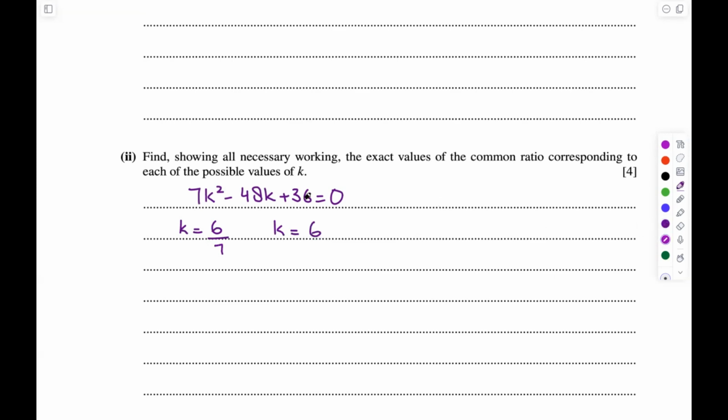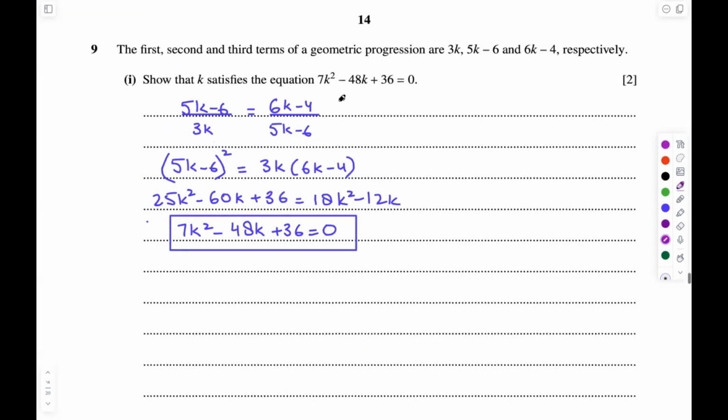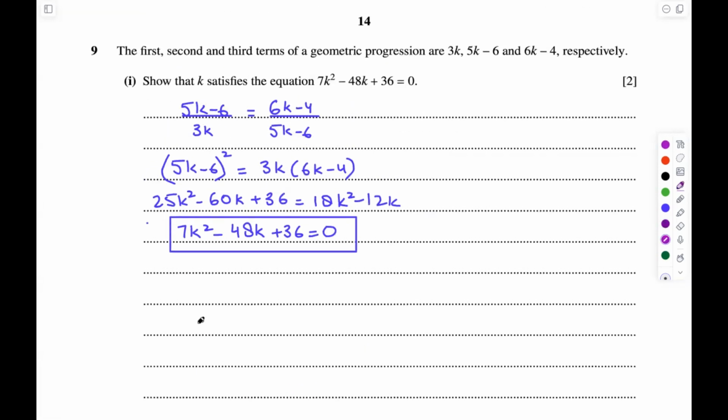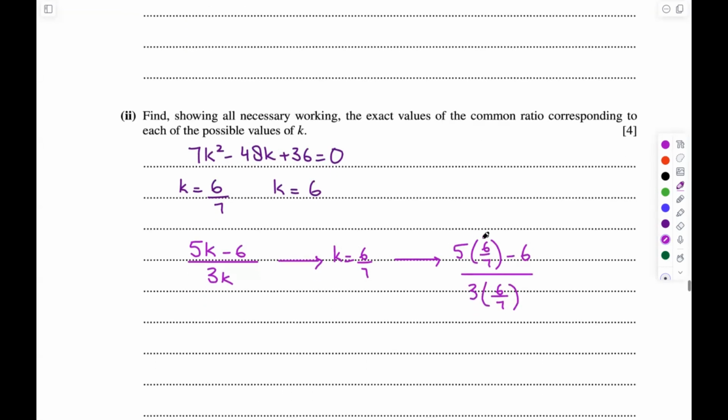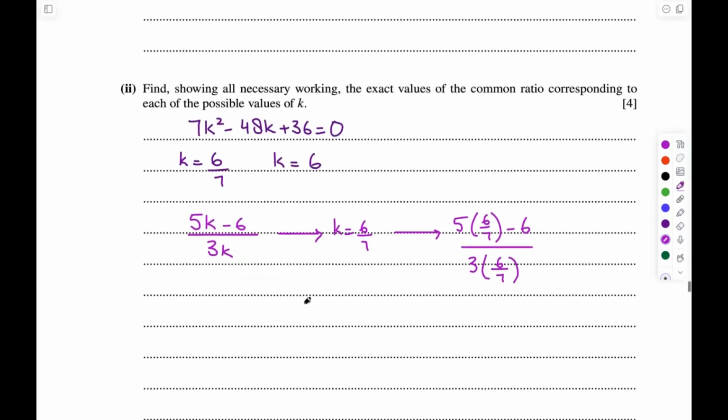Now for these values of k, we have to find the common ratio. Now the common ratio will be 5k minus 6 upon 3k. We can use either of these two expressions. So using 5k minus 6 upon 3k, in the first step, k is equal to 6 upon 7. So the common ratio will be equal to 5 into 6 upon 7 minus 6 divided by 3 into 6 upon 7. So 5 into 6 is 30, and that will become 30 upon 7.